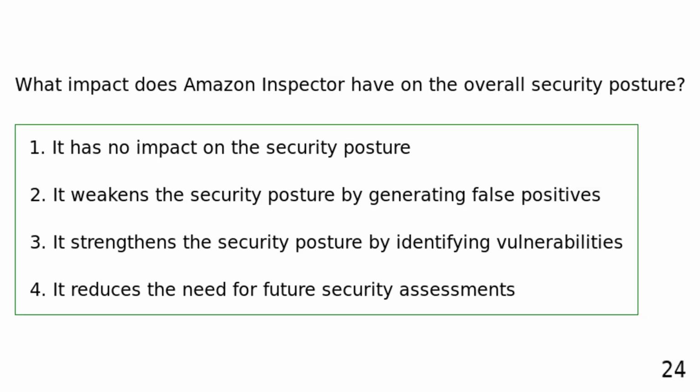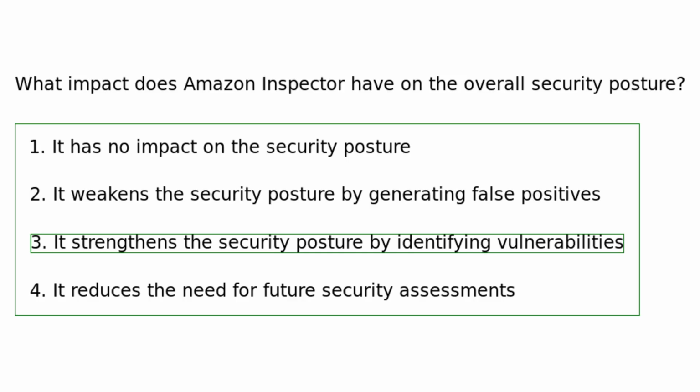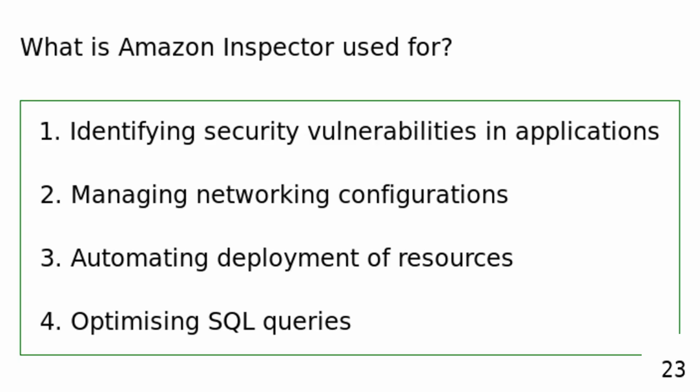What impact does Amazon Inspector have on the overall security posture? It has no impact on the security posture. It weakens the security posture by generating false positives. It strengthens the security posture by identifying vulnerabilities. It reduces the need for future security assessments. Amazon Inspector strengthens the overall security posture by identifying vulnerabilities and helping to address security gaps, enhancing the security measures in place.